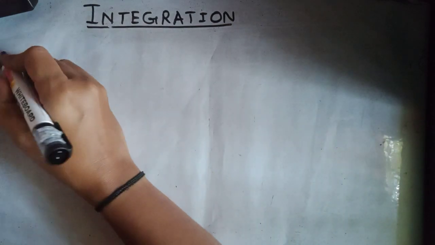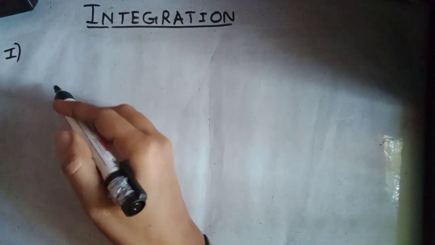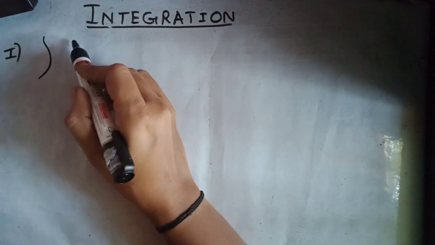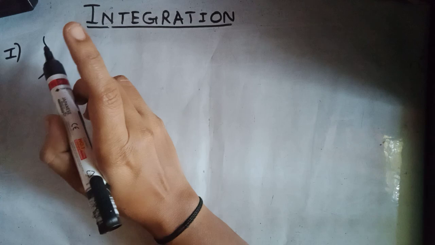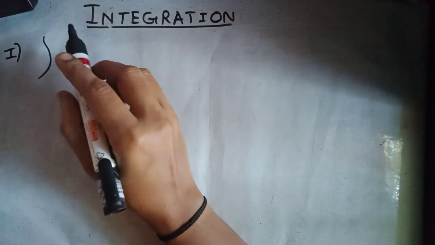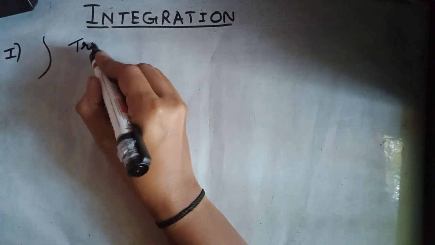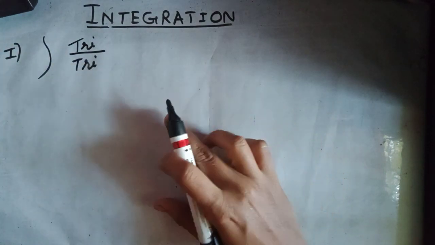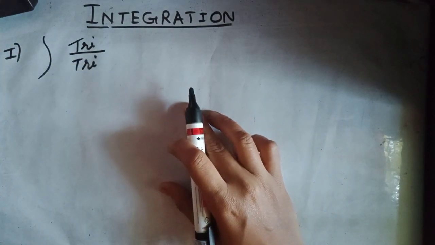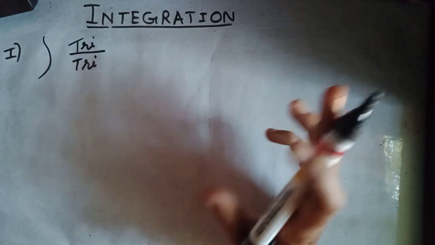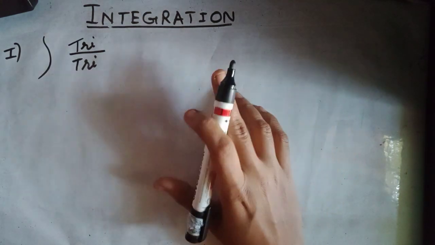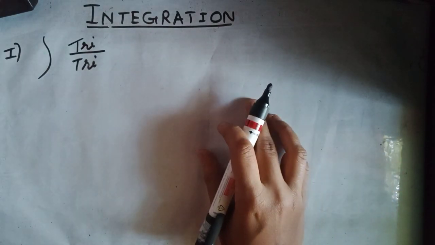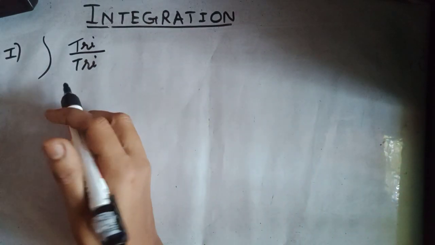Today's type is integrals which have both the numerator and denominator as trigonometric functions. So, trigonometric function over trigonometric function. This type of function will be given with different angles, so you have to adjust the angles so that you can solve them. Let's see some examples.